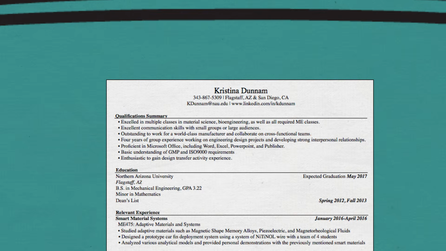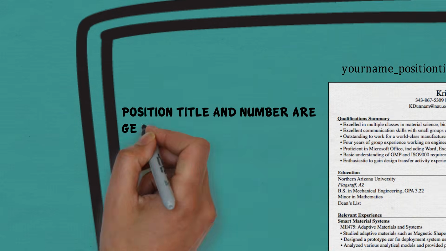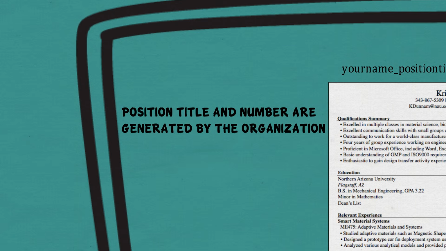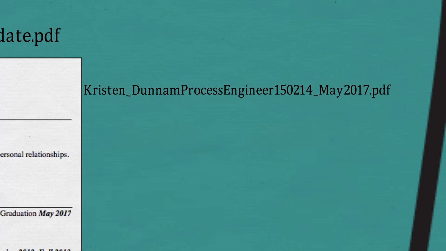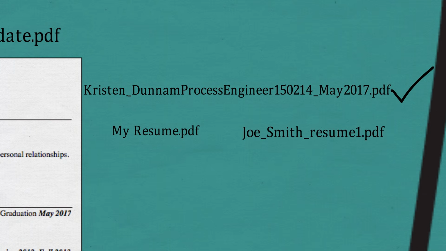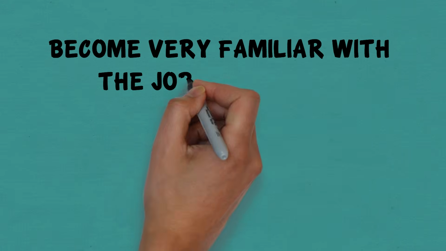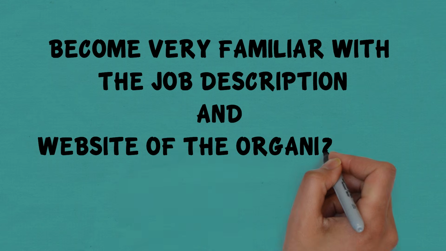A great format to use when naming the PDF is your name_the position title and the position number_the date.pdf. The position title and number are those generated by the organization you're applying to. The date can be written as month and year. This will help the employer keep track of you in their system and looks much more professional than myresume.pdf or joesmithresume1.pdf.